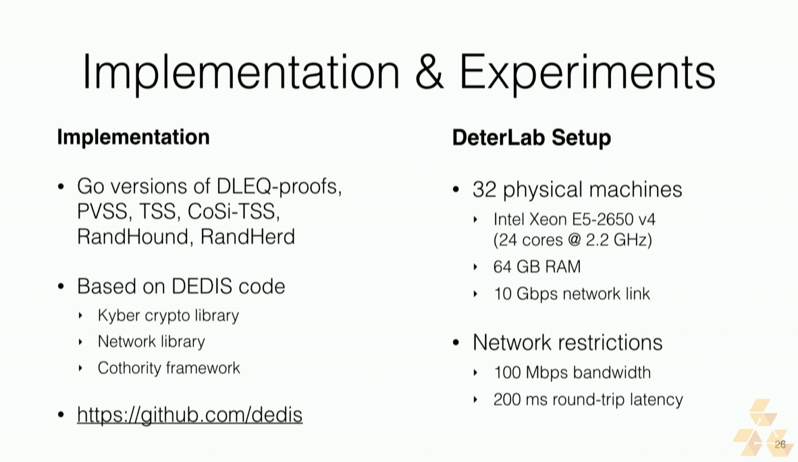To run the experiments, we ran them on DeterLab using 32 physical machines. And to simulate a more real world deployment, we restricted the network to 100 megabits per second bandwidth and to a 200 millisecond round trip latency.